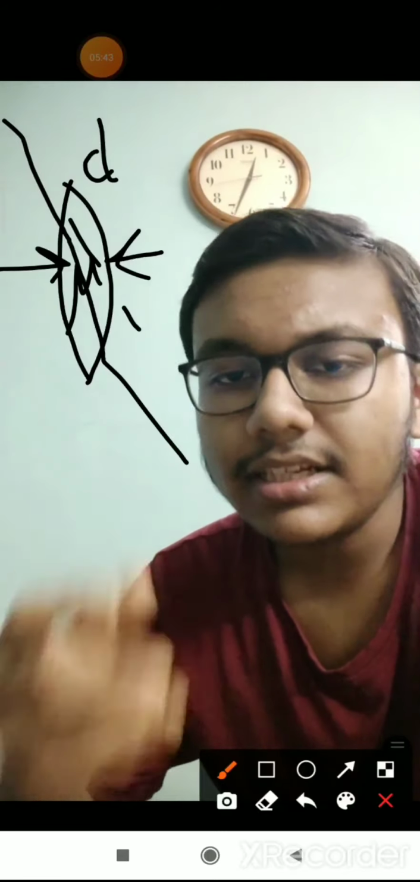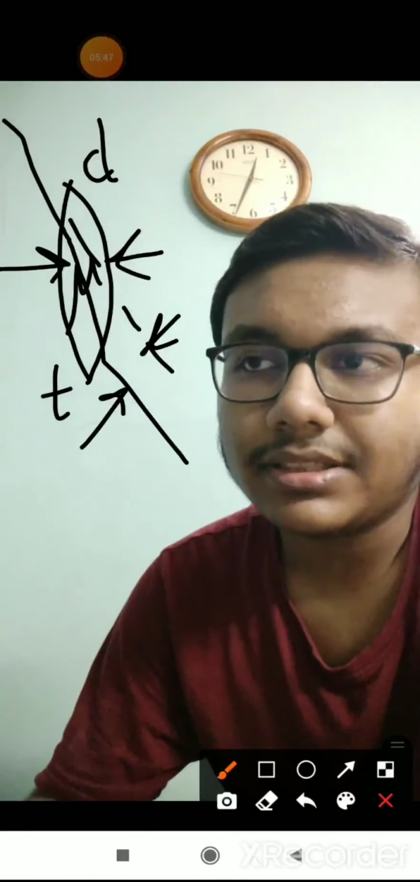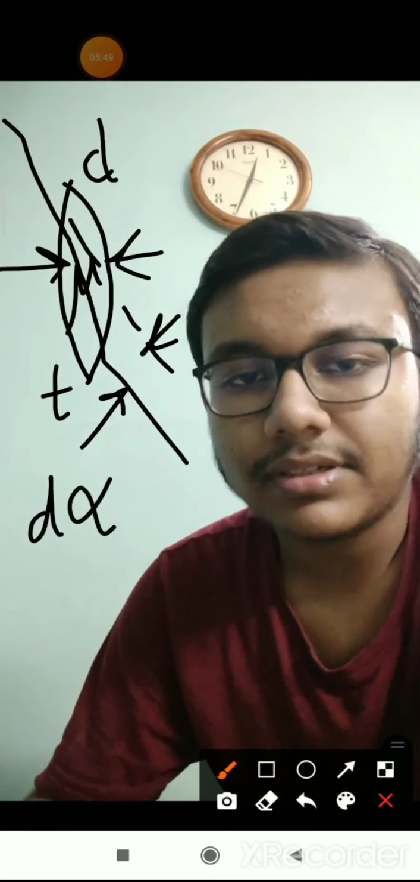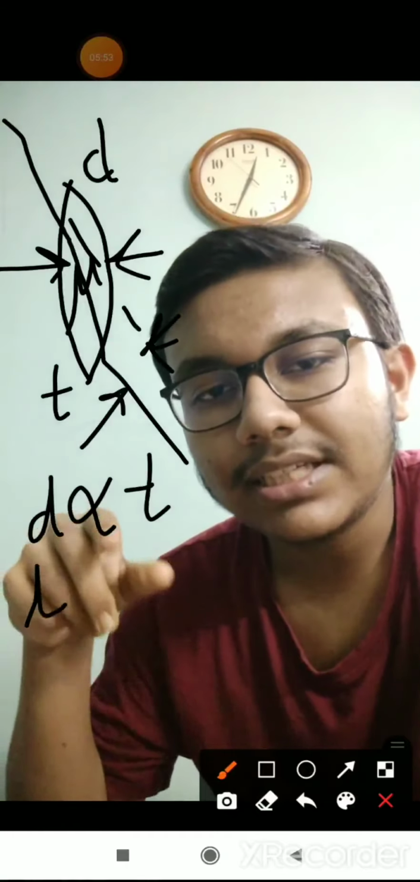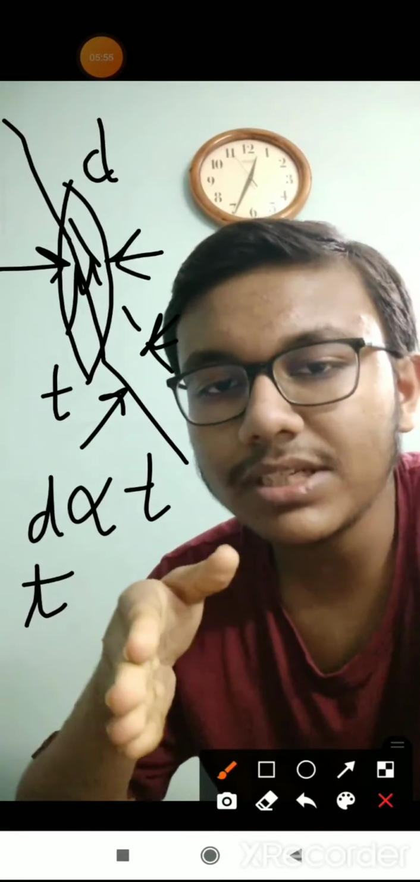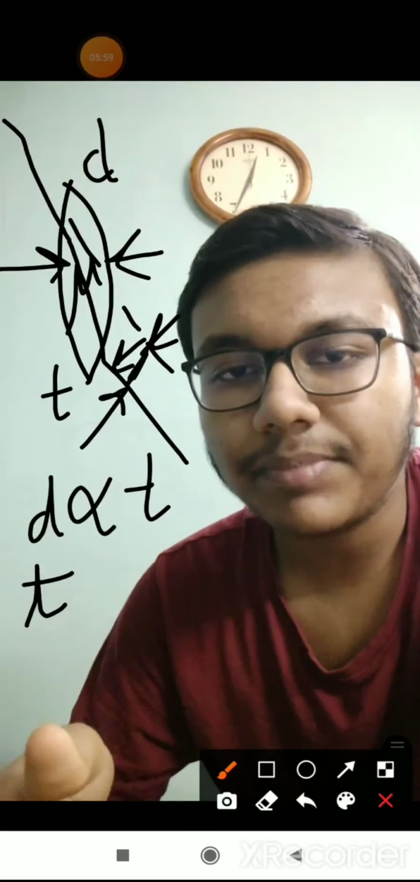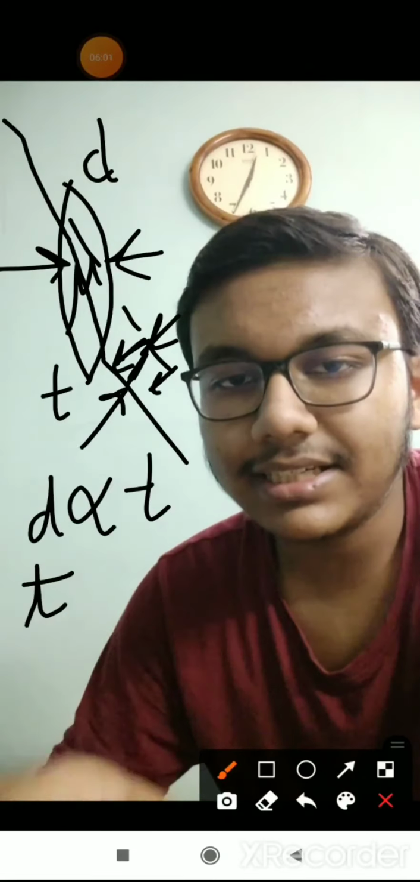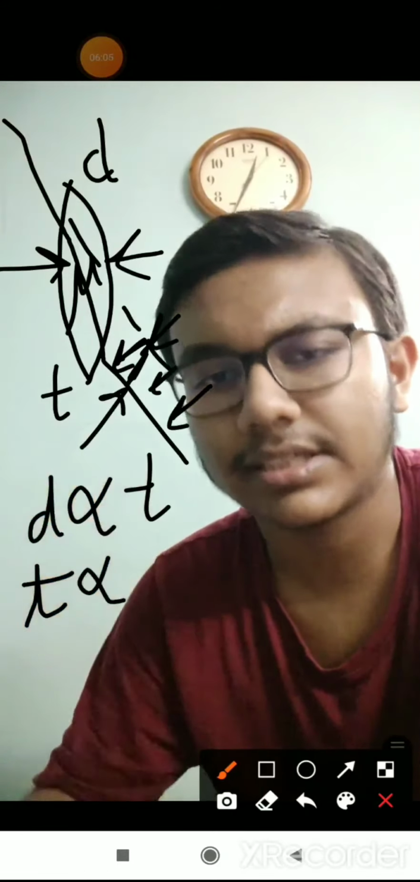So the thickness of this biconvex lens will be directly proportional to the lateral displacement produced. In other words, the lateral displacement of the incident ray, that is how much linearly it gets shifted from its initial path of traveling, is directly proportional to the thickness.